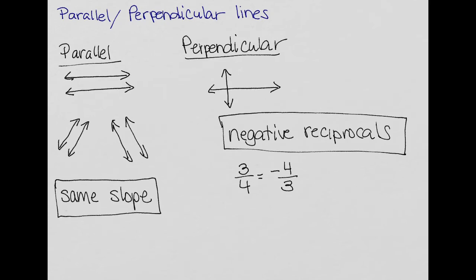If I have a slope of 2, that's the same as 2/1, and so the negative reciprocal would be a negative 1/2.